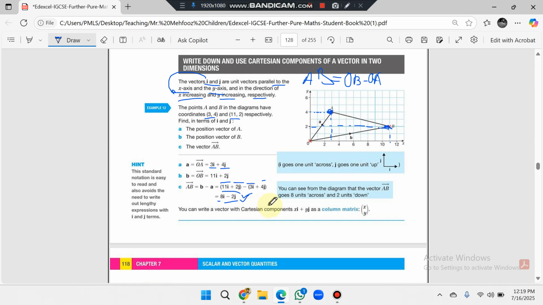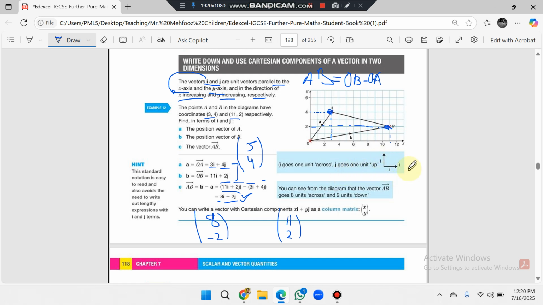You can write the vector with Cartesian components xi plus yj as a column matrix. So you can also write the Cartesian components as a column matrix. It becomes (3, 4), right? The second one becomes (11, 2), and AB becomes (8, minus 2). Understand or not? This is another notation to express vectors. Any problem? No. Okay.